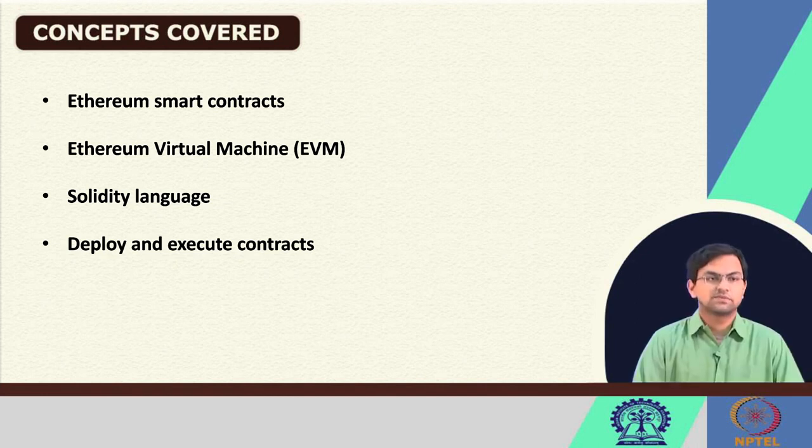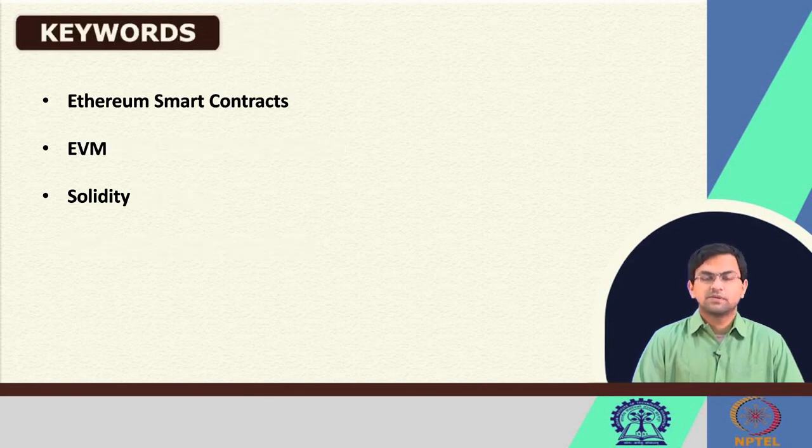So we will see how to write Ethereum smart contracts and how Ethereum smart contracts are executed through the EVM, which is Ethereum virtual machine. We will be writing the contracts in a specific language called the Solidity language, and then we will see how we can deploy these smart contracts in a test network and execute them. So the keywords for this lecture are Ethereum smart contracts, the Ethereum virtual machine or EVM, and the Solidity language.